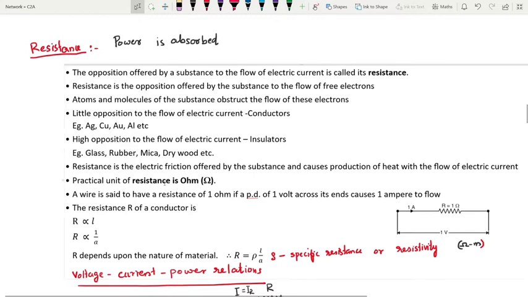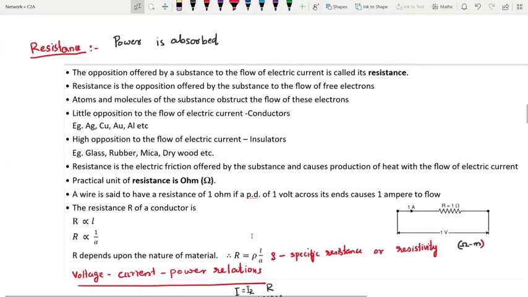The practical unit of resistance is ohm and it is represented by this symbol. Suppose we are applying a voltage source across a wire having a resistance value R. If the potential difference applied across this wire is 1 volt, and that 1 volt produces 1 ampere through this wire, then we can say that the resistance of that wire is 1 ohm. That is, a wire is said to have a resistance of 1 ohm if a potential difference of 1 volt across its ends causes 1 ampere current to flow.